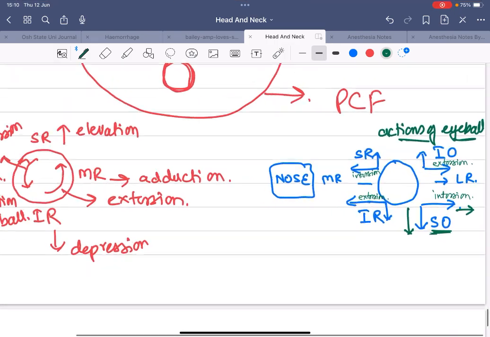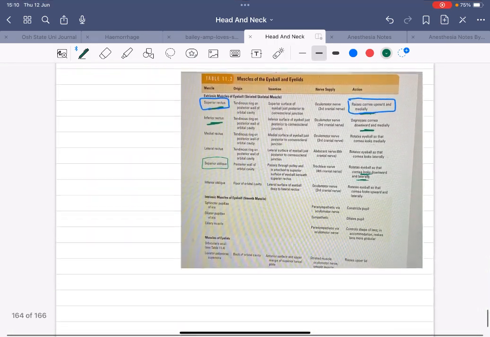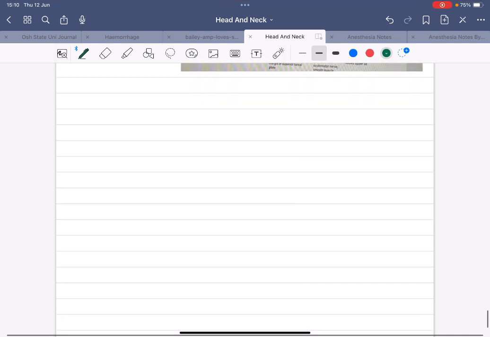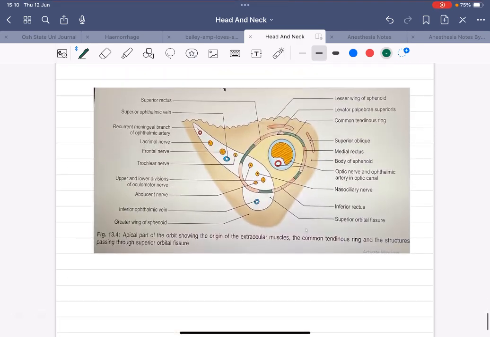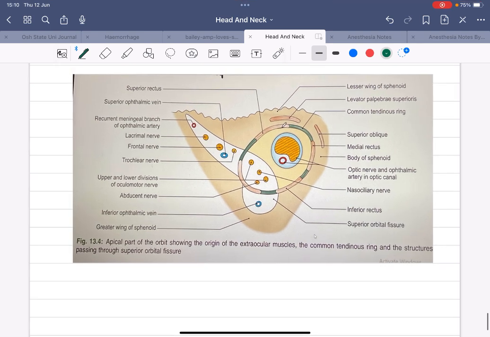Okay. Now the nerves, and the very important thing which you must remember in relation to the tendinous ring of Zinn. So please remember the tendinous ring, see this diagram. So this is our superior orbital fissure which I am highlighting in red color.